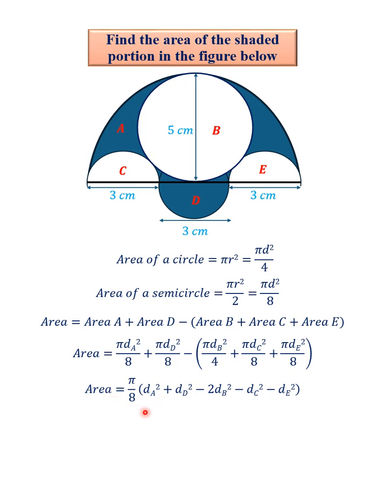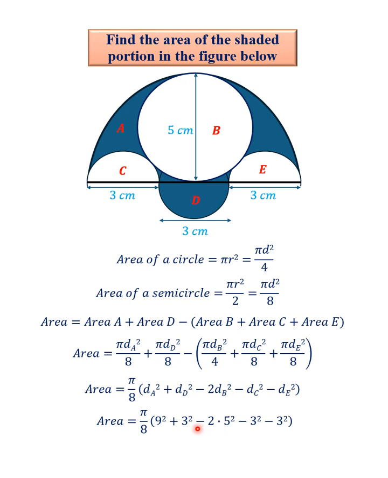What we just need to do now is to plug in our figures. For A, the diameter is 9. Remember A is the big semicircle. The diameter is 3 plus 3 plus 3. So we have 9 squared plus D has a diameter of 3, so we have 3 squared, minus 2 times 5 squared, because the diameter of this circle is 5, minus 3 squared, the diameter of shape C is 3, minus 3 squared, the diameter of shape E is equally 3.